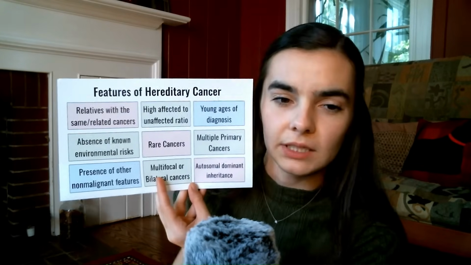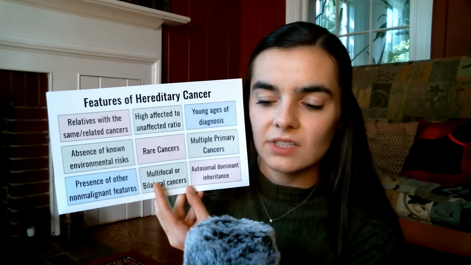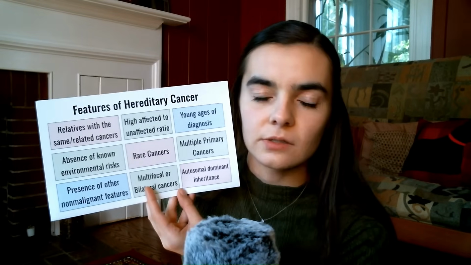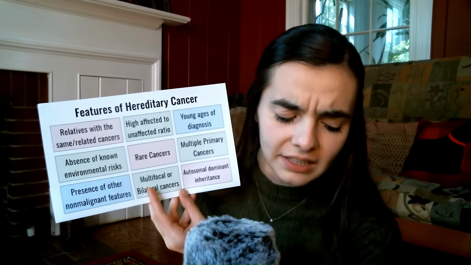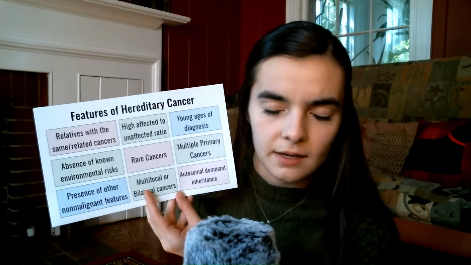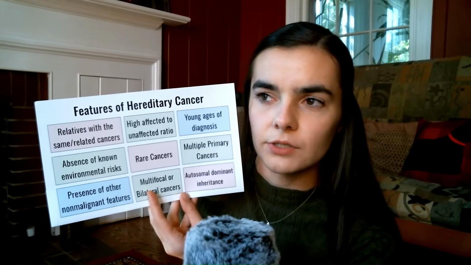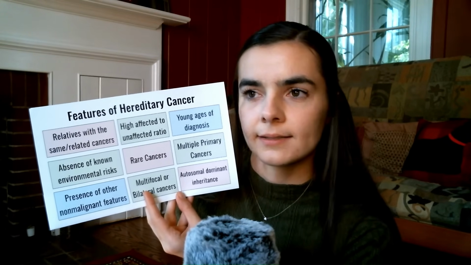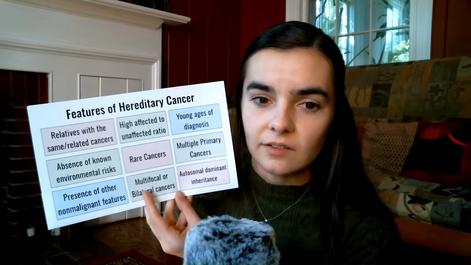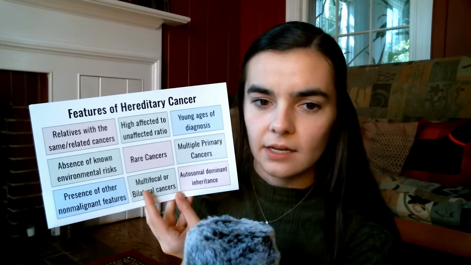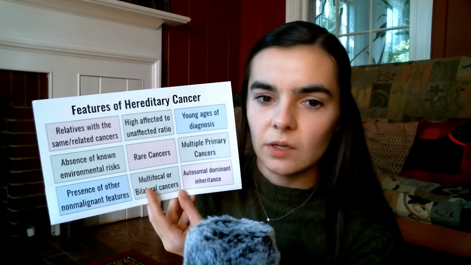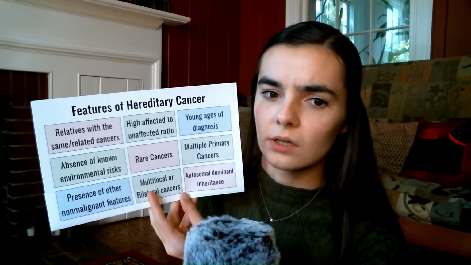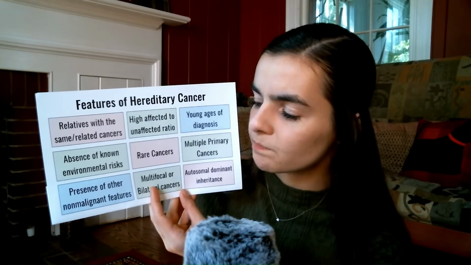Presence of other non-malignant features. This applies to specific syndromes. Some cancer syndromes, not really what we're going to talk about today, are associated with colon polyps or skin features, like bumps on the skin or skin pigmentation, things like that. Different things that might make us think, oh, maybe we're looking at this specific syndrome.